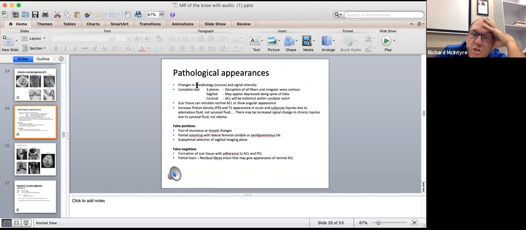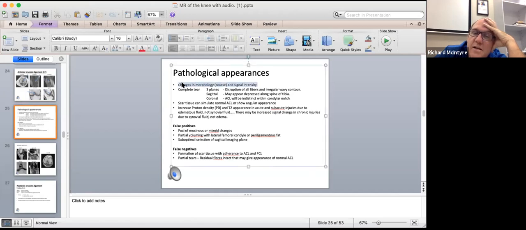Like the shoulder, changes in morphology or course and signal intensity are going to be the giveaways to pathology. Complete tears in 3 planes show disruption of all fibers and an irregular wavy contour. So we know that there's a complete tear, and that one end is not joined to the other end, so we get a wavy contour. Sagittal may appear depressed along the spine of the tibia, and coronal ACL will be indistinct within the condylar notch, so we won't be able to find it in the condylar notch.